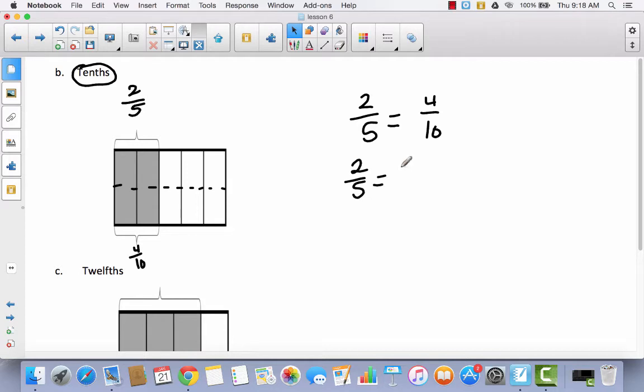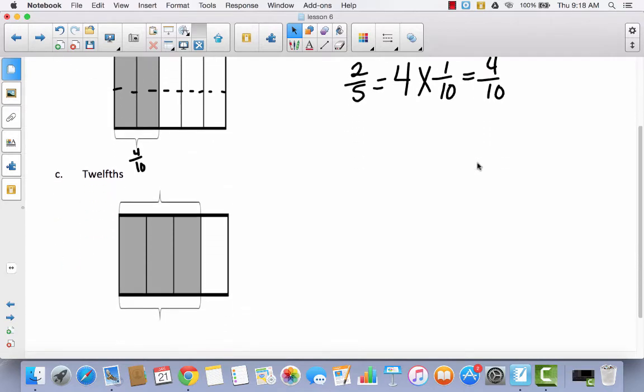2/5 is equal to 4 times 1/10, which equals 4/10. So we're going to skip all that 1/10 plus 1/10 plus 1/10 plus 1/10. Instead of writing this 4 times, we're just going to say it's the same thing as 4 times 1/10.